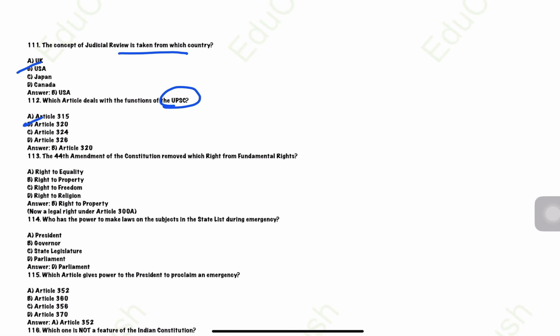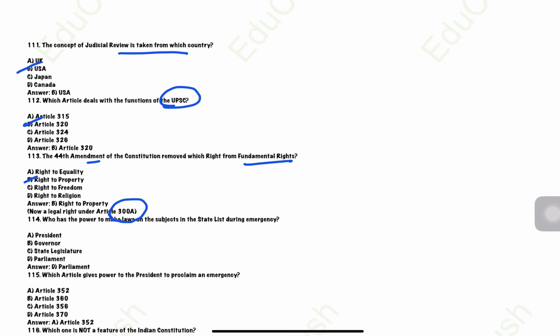Next, the 44th Amendment of the Constitution removed which right from fundamental rights? Right to property. It was removed from the fundamental rights by the 44th Amendment Act. Now it became a legal right under Article 300A.